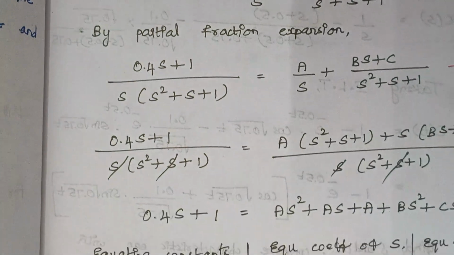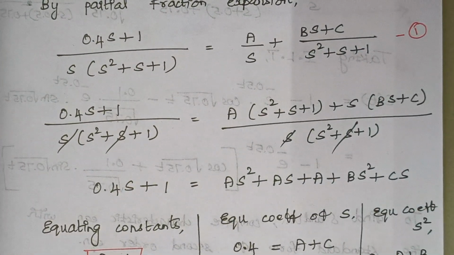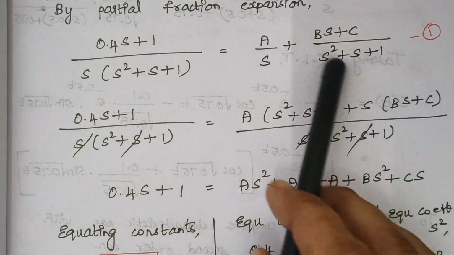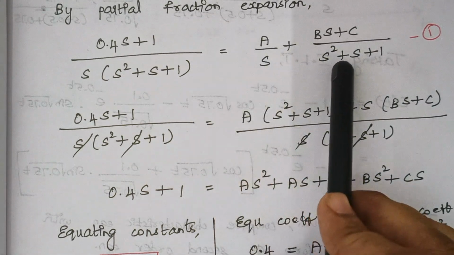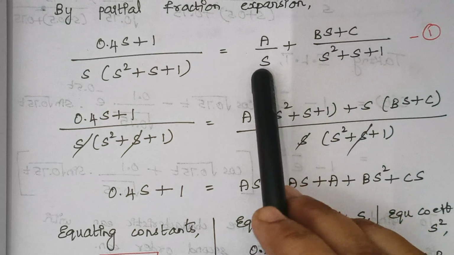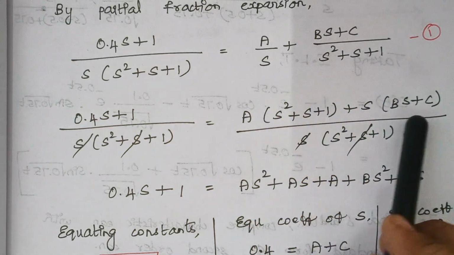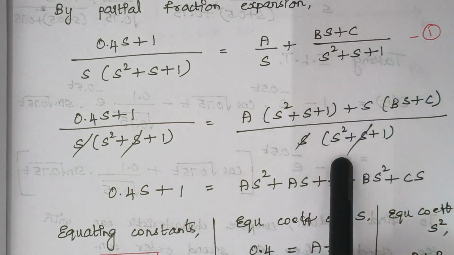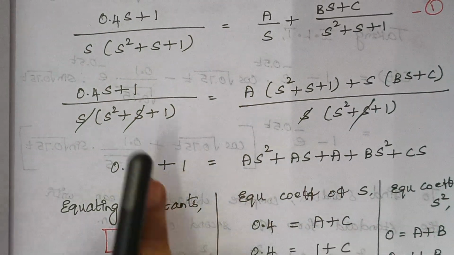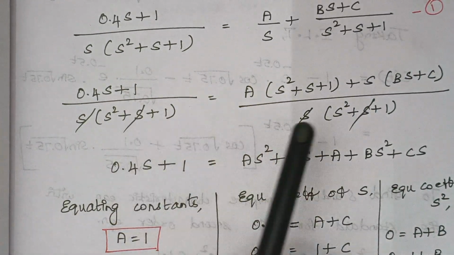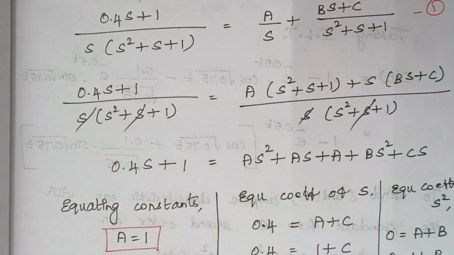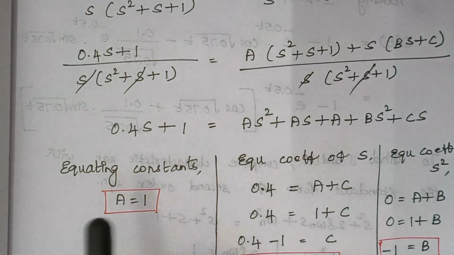Then the next thing, we are taking LCM. So when you take LCM, that is just cross multiplying. So A into s square plus s plus 1 plus again s into Bs plus C, the whole thing divided by s into s square plus s plus 1. When you compare these two equations, both the denominator terms are the same, so they cancel each other, and finally we are having an equation like this.